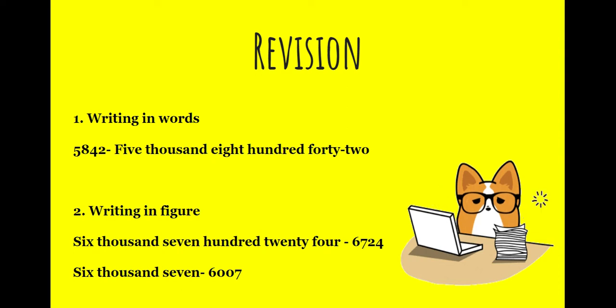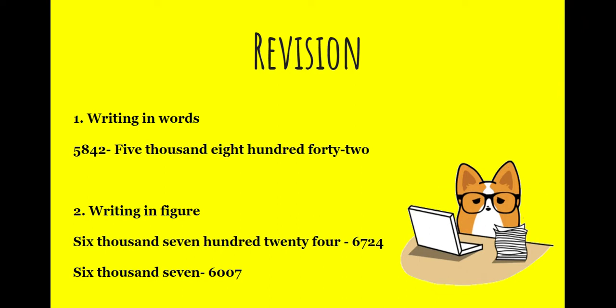Now let's begin with writing in words. That is also called number name. 5842 is written as five thousand eight hundred forty-two. In this, we have to tell the numbers with their places. Next is writing a number in figure. Six thousand seven hundred twenty-four. In numeral it is 6724.